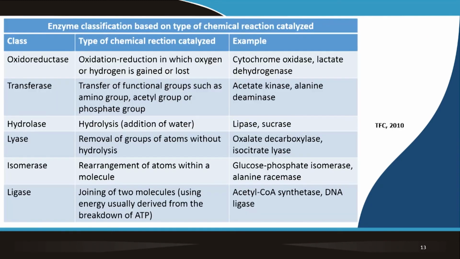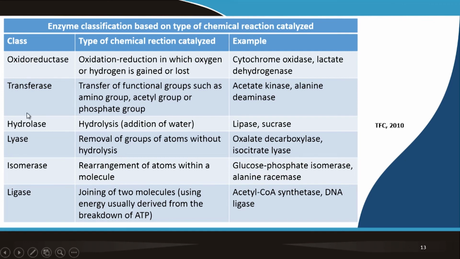So let's just come to that directly. Here we have 6 classes. The first one is oxidoreductase. It participates in oxidation reduction reactions in which either an oxygen or hydrogen is gained or lost. And 2 examples are shown over here, cytochrome oxidase and lactate dehydrogenase. Now, as the names suggest, cytochrome oxidase helps in adding an oxygen to the substrate, and lactate dehydrogenase helps in removing a hydrogen from the lactate molecule. So that's lactate dehydrogenase.